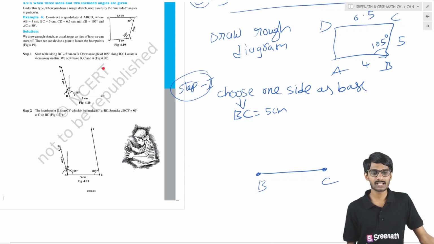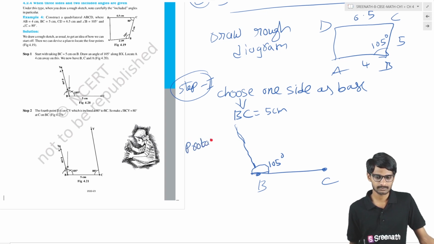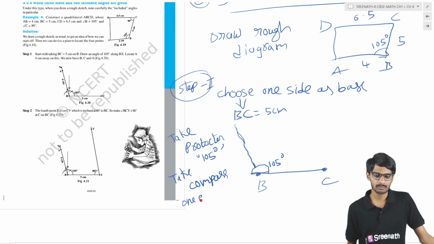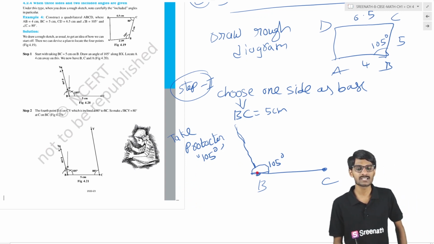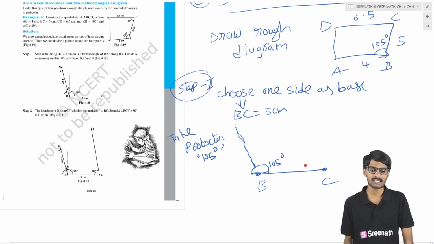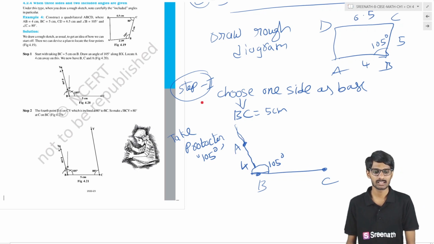After that, what you have to do? You have to take the protractor at B. Why? Because he has given the 105 degrees angle. So from it you have to mark 105 degrees, and you have to extend that line. Okay, students. First you have to take the protractor and mark 105 degrees. After that, take a compass and put one end at B. If we don't have a compass, simply by using a small scale you can do it. What is the distance of A from B? That is 4 centimeters. So mark A at 4 centimeters from B. So that will be A. So we have three vertices in the first step.